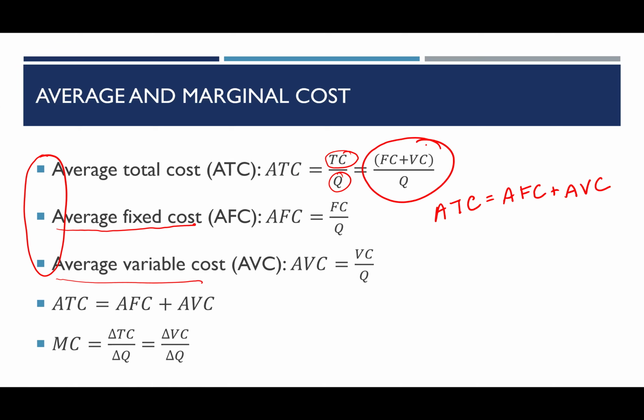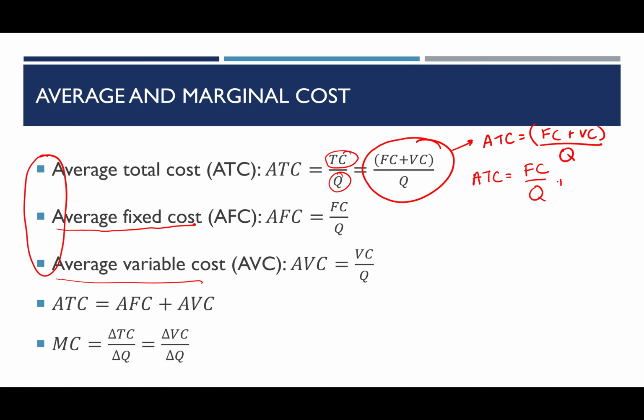Right? If we take our average total cost relationship here, we have average total cost is equal to fixed costs plus variable costs, all divided by output. If we break that fraction up, we'll get average total cost is equal to fixed costs over output plus variable costs over output. Fixed costs over output is just average fixed costs, and variable costs over output is just average variable costs. So we get, again, average total cost is equal to average fixed costs plus average variable costs, which is shown here in the fourth bullet.